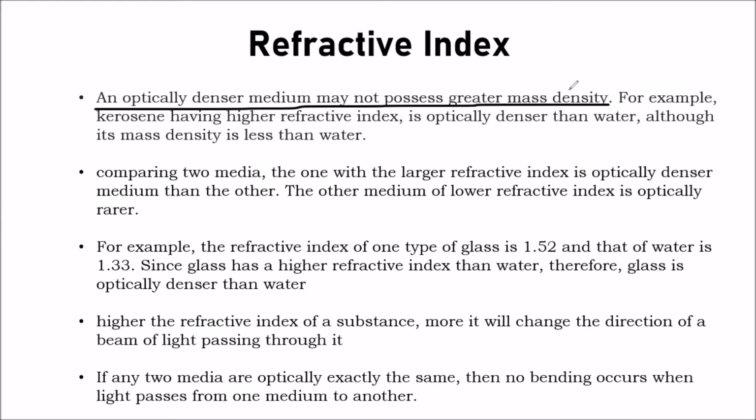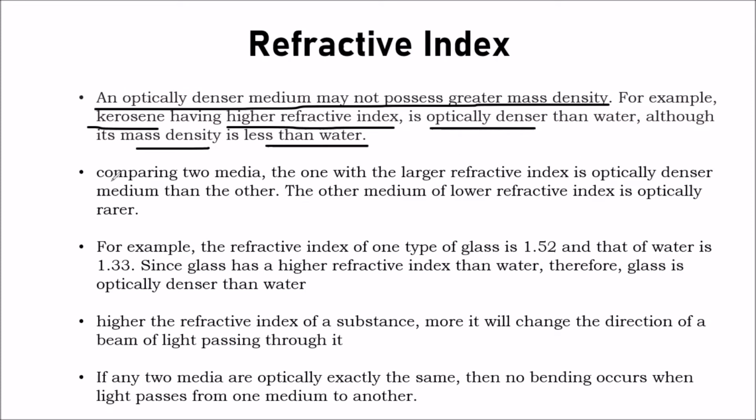So it's not necessary that an optically denser material will have high mass density also. And we have one example, which is kerosene. It has a higher refractive index, which means it is optically denser than water. But when we put it in water, we observe that kerosene floats, which means its mass density is less than water, but the optical density of kerosene is higher than that of water. So never think that mass density and optical density are the same.